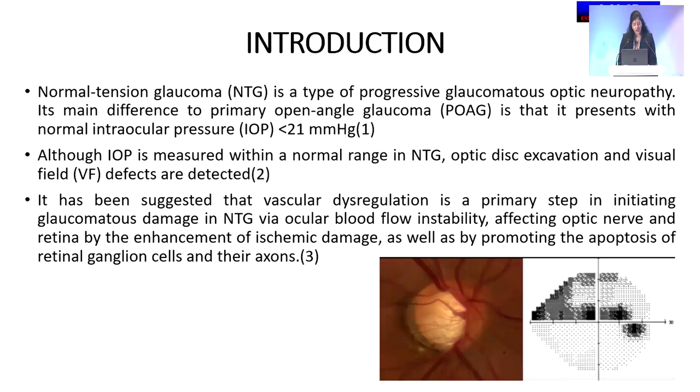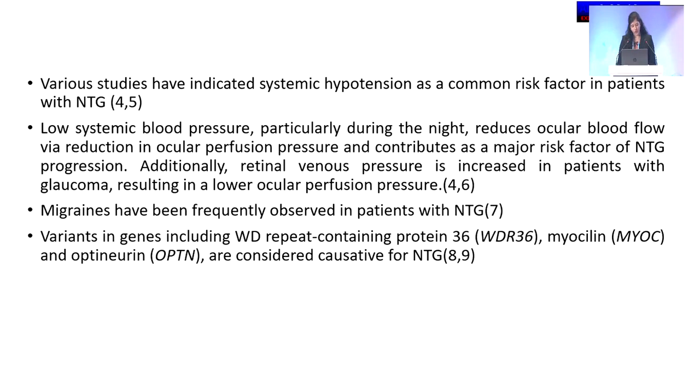It has been suggested that vascular dysregulation is a primary step in initiating glaucomatous damage in normal tension glaucoma via ocular blood flow instability, affecting the optic nerve and retina by the enhancement of ischemic damage, as well as by promoting the apoptosis of retinal ganglion cells and their axons. Various studies have indicated systemic hypotension as a common risk factor in these patients. Low systemic blood pressure, particularly during night, reduces the ocular blood flow via reduction in ocular perfusion pressure and contributes as a major risk factor for normal tension glaucoma progression.